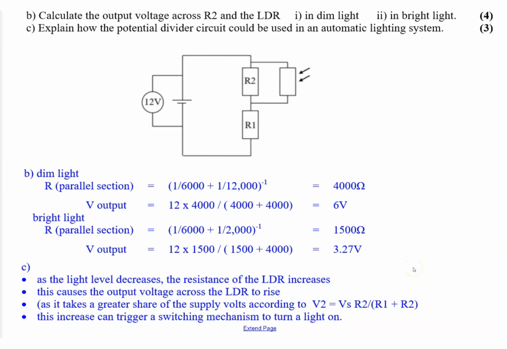So as the light level decreases, the resistance of the LDR increases. Always be very clear about which component you're referring to. This causes the output voltage across the LDR to rise. Therefore, it takes a greater share of the supply volts. We could make reference to the potential divider formula. And then this change of voltage can be used to trigger or operate a switching mechanism.